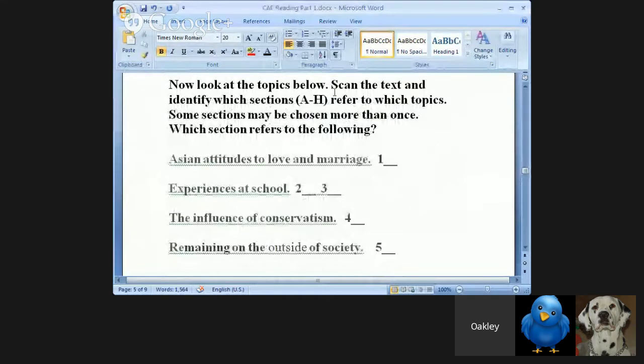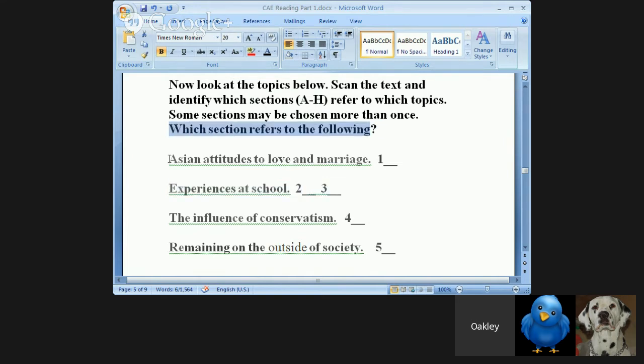Okay. Now you're going to scan a piece of reading. In this case, they assign each paragraph of the reading content as A through H, which are sections, all right. Well, maybe not paragraphs, but sections, and you refer to which topics. Some sections may be chosen more than once. Okay, notice questions 2 to 3. Which section refers to the following?